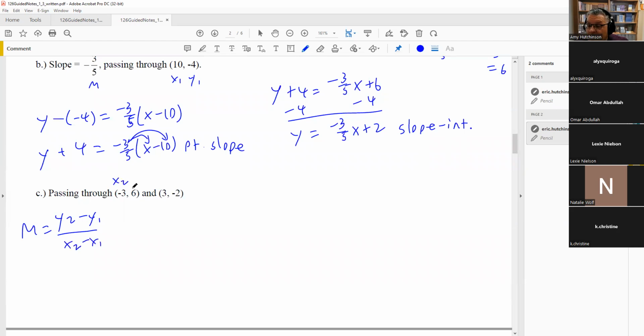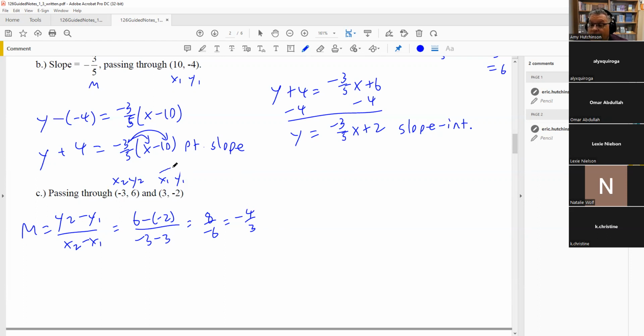I'm going to label this as x2, y2, x1, y1, and plug these points in to first find the slope using that formula. So let's do that first. We're going to do y2 minus y1, 6 minus -2, over x2 minus x1, -3 minus 3. And that's going to give us 8 over -6, which if we reduce by dividing both top and bottom by 2, we get -4/3. So now we know the slope.